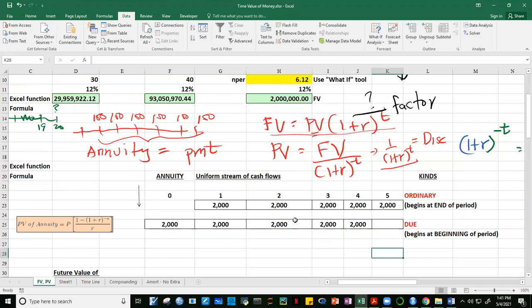So ito, pareho lang na cash flow, 5,000. Ito nga lang, nagsimula immediately ngayon. Ito naman after one period. Okay, question. Who will have the higher present value in these cash flows? Itong annuity ordinary or annuity due? Sino mas mataas na present value or future value? Ordinary or due?